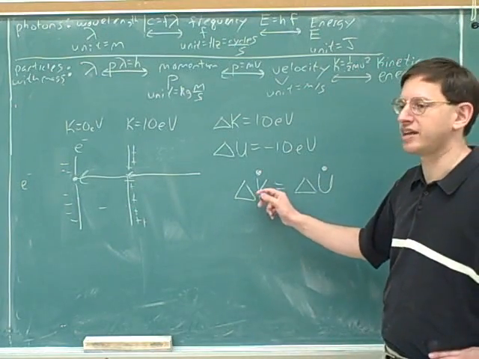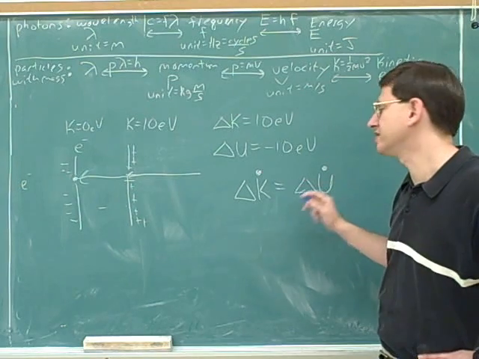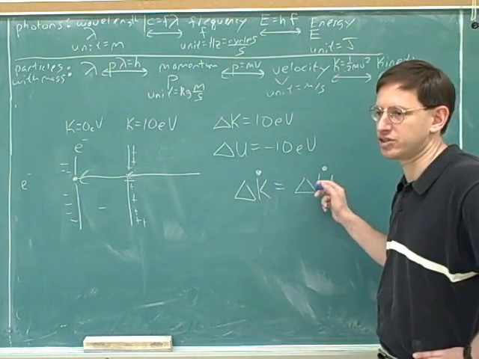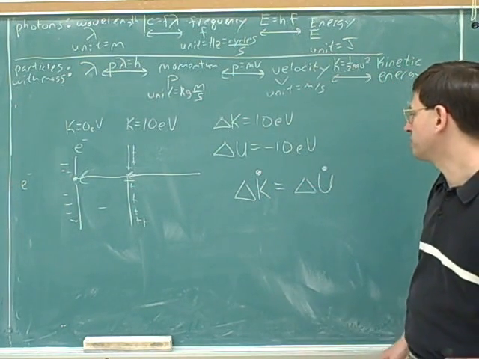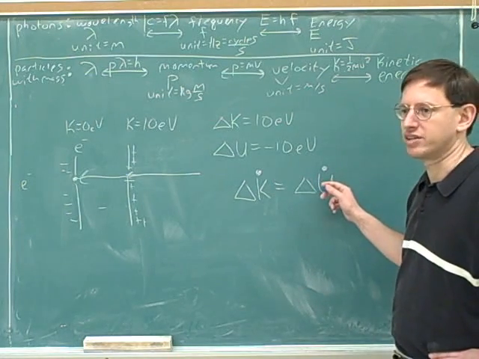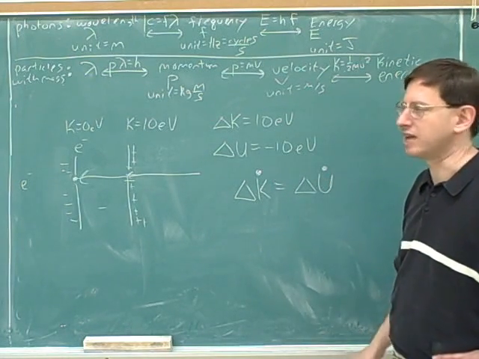Any energy that we're losing kinetically is going to be stored as potential, or any energy that we're gaining kinetically is coming out of our potential. Again, and as usual, it's most useful to use the dots to just focus on magnitudes. In magnitudes, these changes have to be the same.